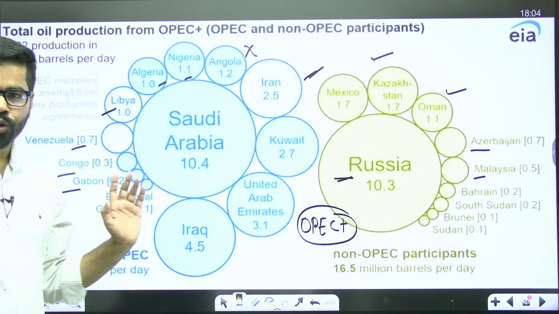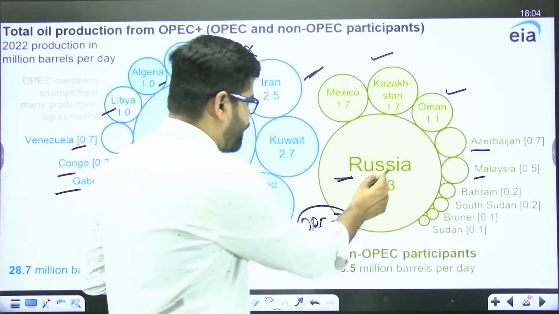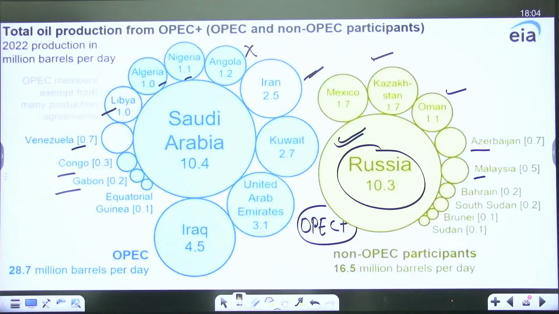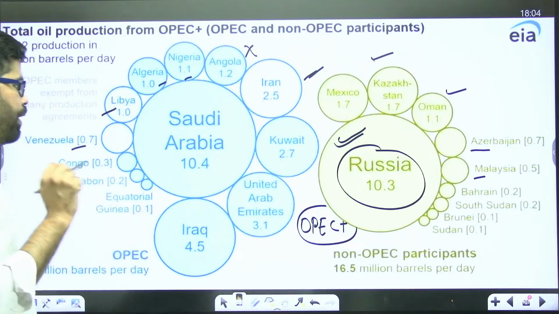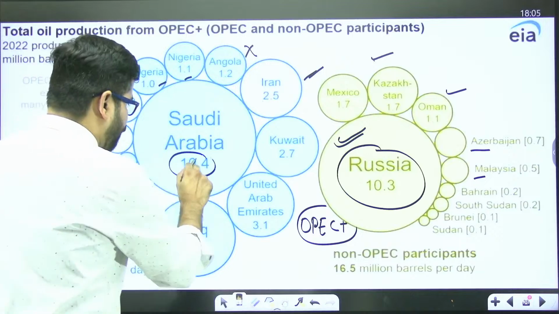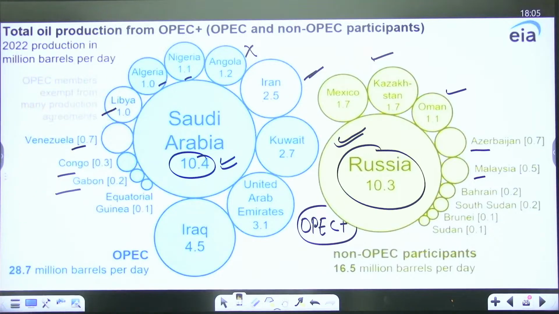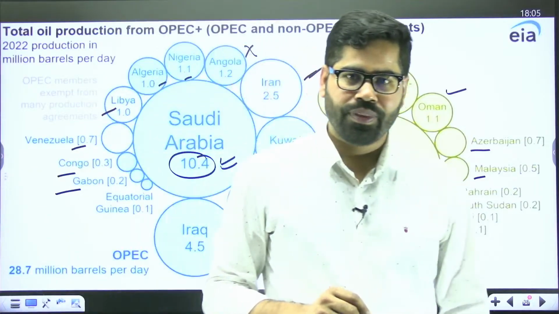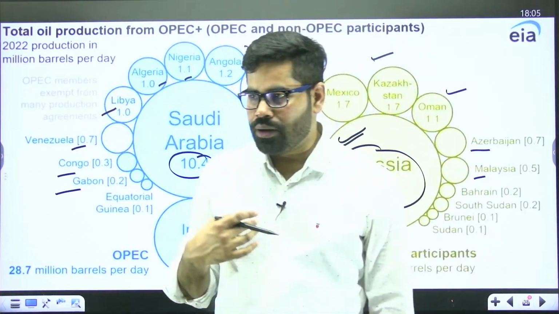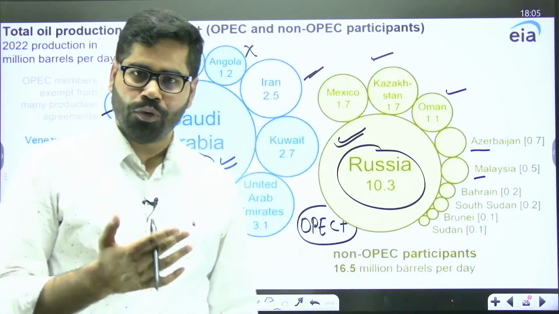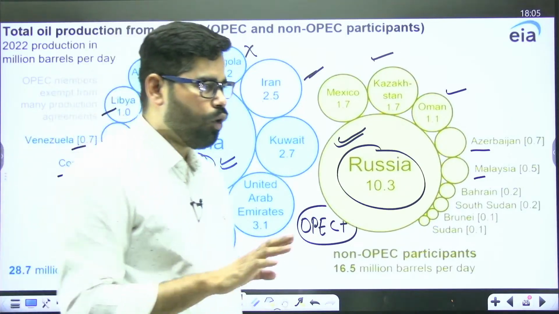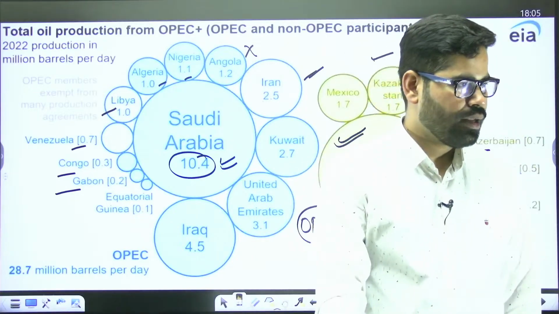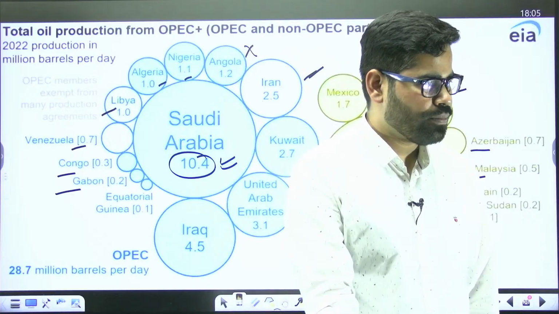So among OPEC countries and non-OPEC countries, you can see Russia is one of the main providers. Russia is producing 10.3 million barrels per day and Saudi Arabia 10.4. So Russia is the second major producer of oil in the entire world. We have been one of the most important importers from Russia. We have already seen that. I hope this OPEC part is clear.